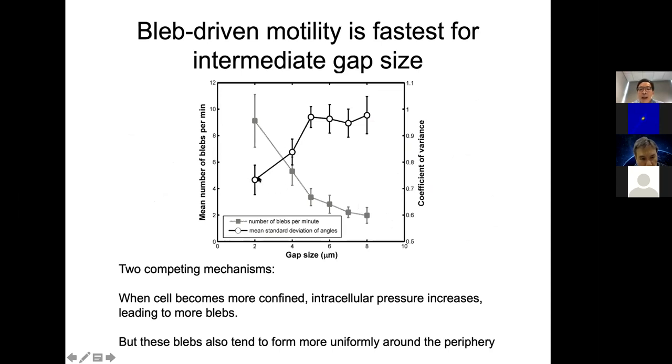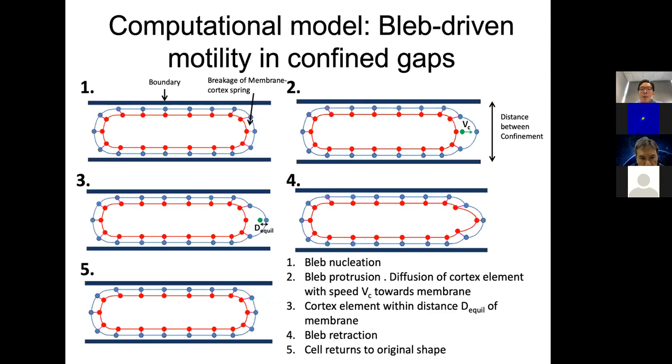But now in this black line, the circle symbols, we look at essentially the variation in the position of the blebs. In these small gaps, there's very low standard deviation in the position of these blebs, which means that the blebs are very uniformly scattered around the cell. Whereas the blebs tend to be more directional when the gaps are bigger. So we think that it is a combination of these two factors that gives rise to this optimum speed.